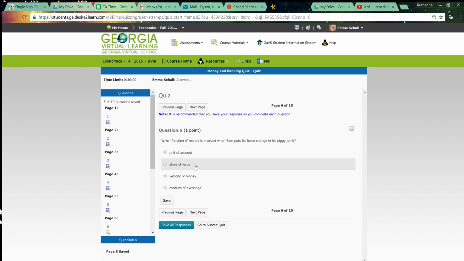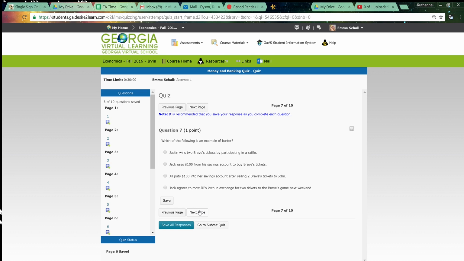So it's going to be store of value because Sam is putting those quarters into his bank, and regardless of what happens, those quarters are worth 25 cents. And like I said, whether or not that 25 cents will buy him as much, depending on how long he holds on to them, that's different. But he still has 25 cents.